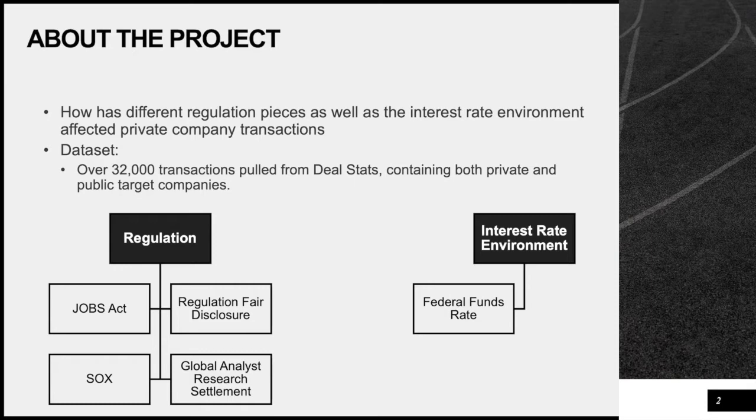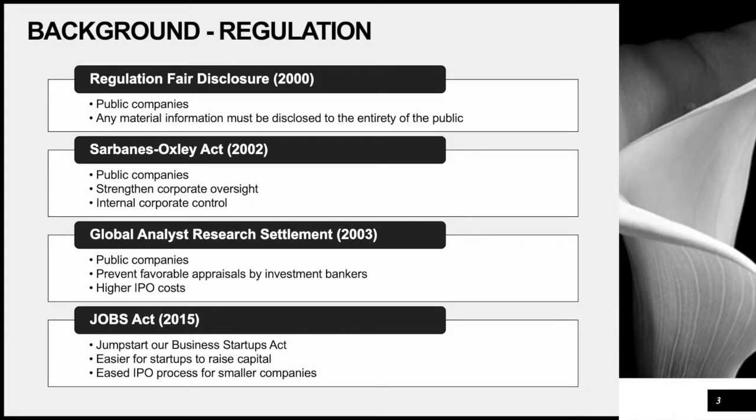The dataset has transactions ranging from 1999 to 2018, and thus we're focusing on regulations that have been enacted during that time period and which we believe could have affected the private acquisition market. The regulations we focus on are the following: Regulation Fair Disclosure, Sarbanes-Oxley Act, Global Analyst Research Settlement, and Jumpstart Our Business Startups Act. To give you a better understanding of these regulations, I'll briefly go over the main points of each piece.